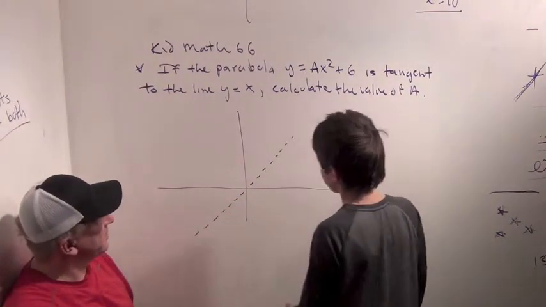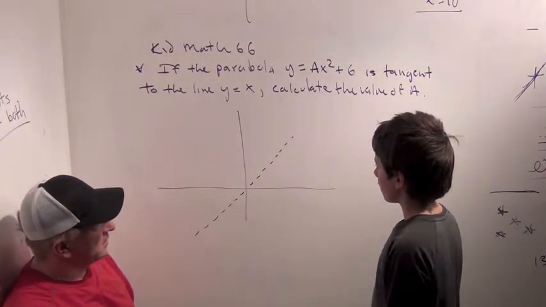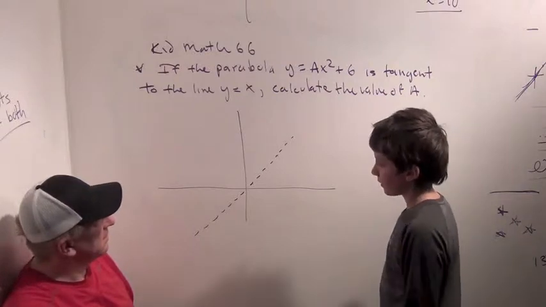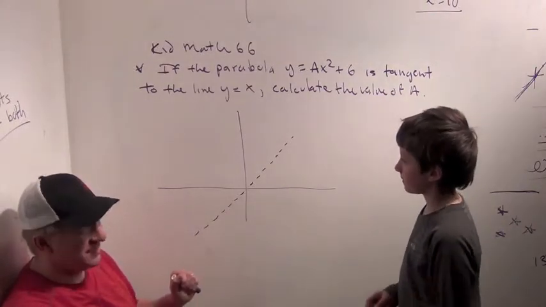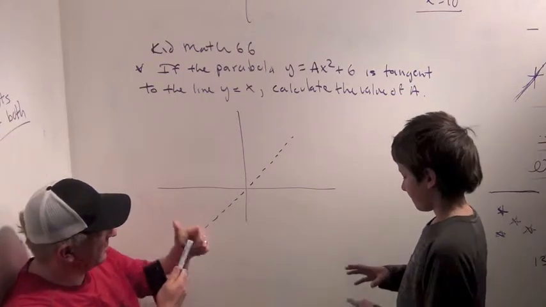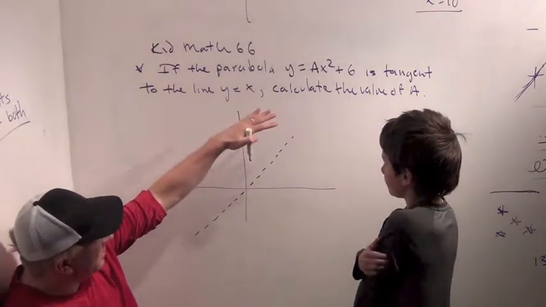What is the slope of this line? Do you remember? No, I don't remember what the slope is. Okay, slope's 1. Maybe we need to review lines a little bit. That's okay. You drew the line right. Now, y equals ax squared plus 6.